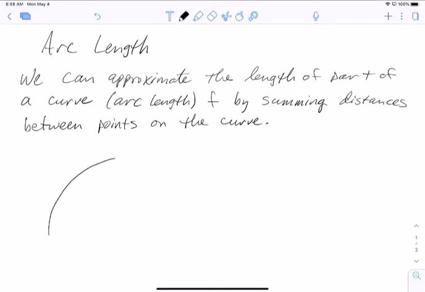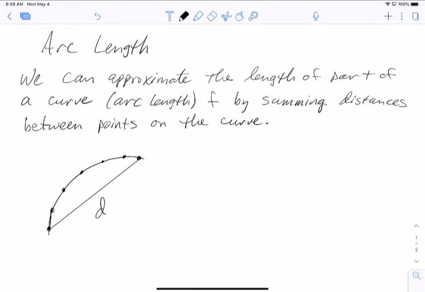Here's a little diagram here. Suppose this is our curve, and we have, let's say, 2 points on the curve, and we're looking for the distance along the curve between the 2 points. We can approximate that by taking the linear distance between the 2 points, but that was going to be a poor approximation. We can increase the accuracy of our approximation by increasing the number of points that we're considering.